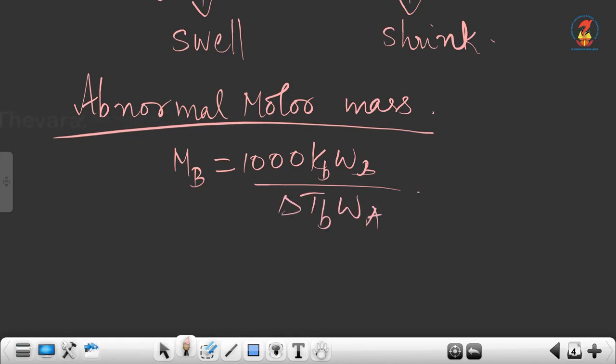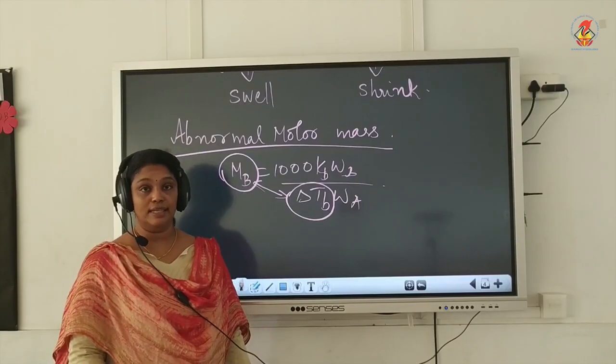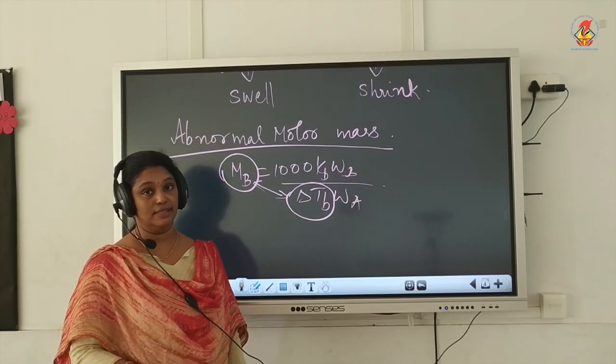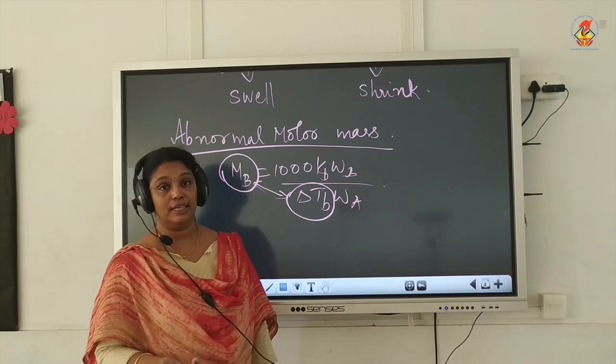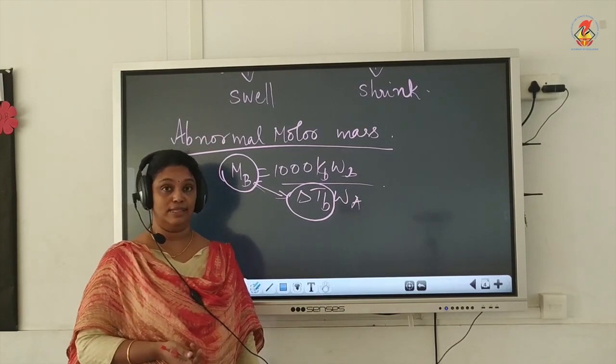You can see this is our colligative property, that is elevation of boiling point delta Tb. This is our molar mass. They are inversely proportional to each other. Means as the colligative property increases, the molecular mass decreases. If the colligative property decreases, the molecular mass increases.